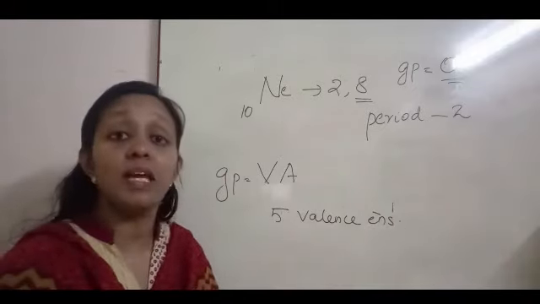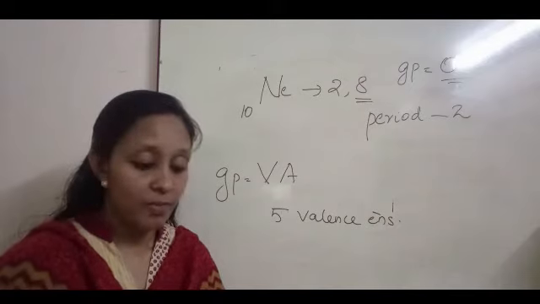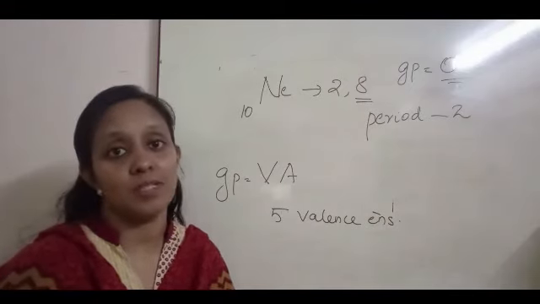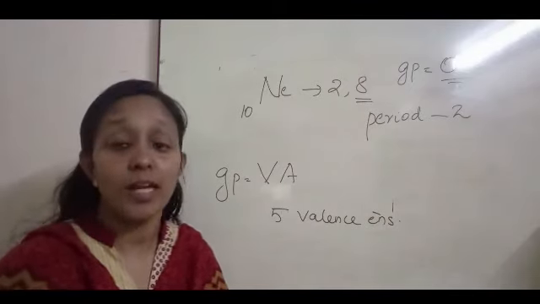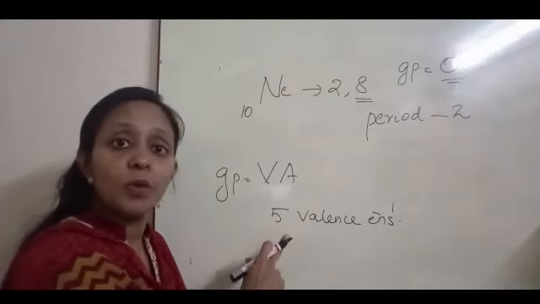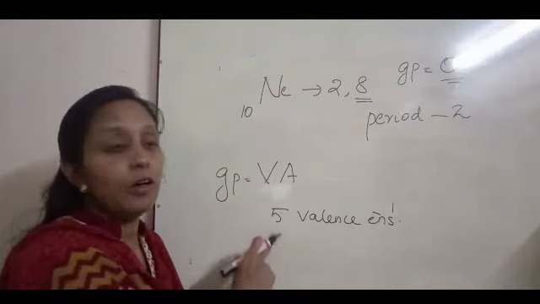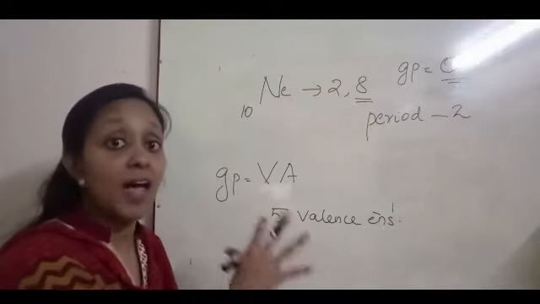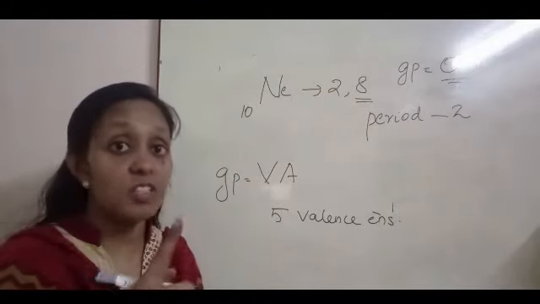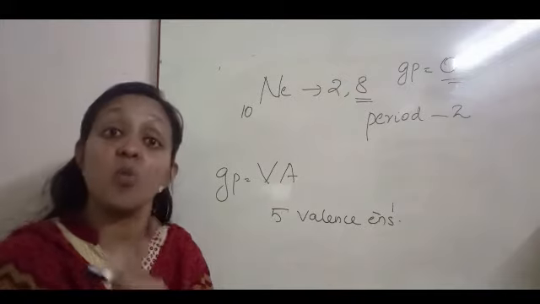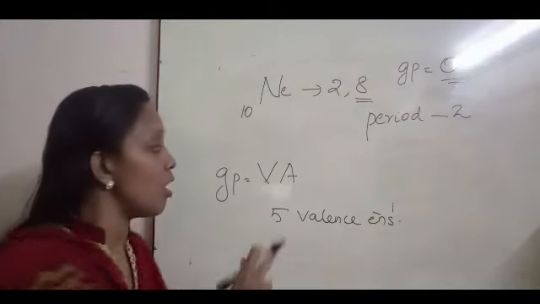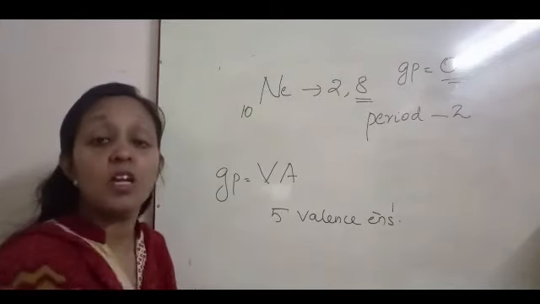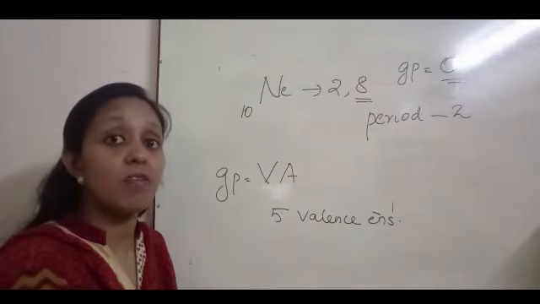Now, what would be its valency? Name 2 such elements. You are asked to write 2 elements with 5 valence electrons. The first question is to write its valency. What will be the valency of this particular element which is a member of group number 5A?